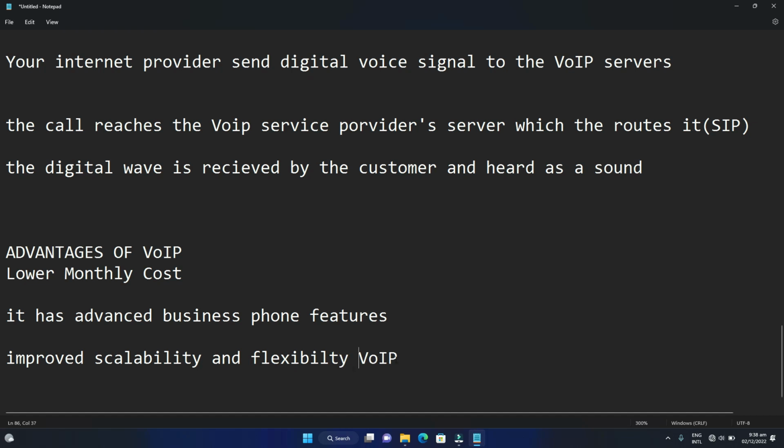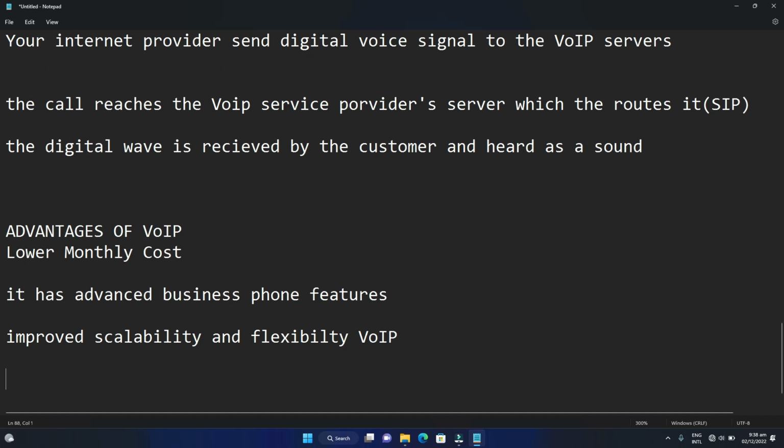Now the last advantage is you can take calls from anywhere. You don't have to be in your office to take calls because your telephone is in your office. You don't have to always be in your office before you can take calls. So you can be anywhere and just take calls. It's very simple.